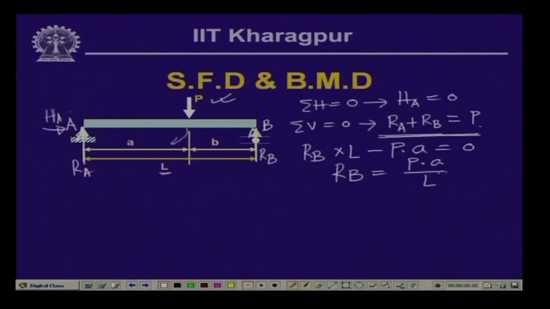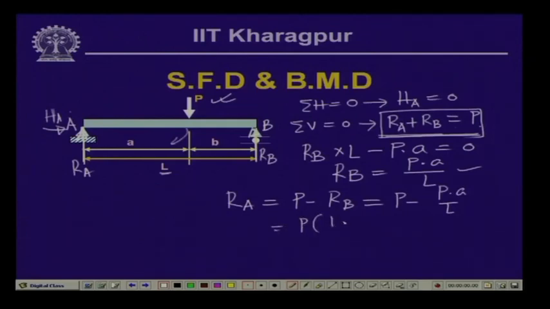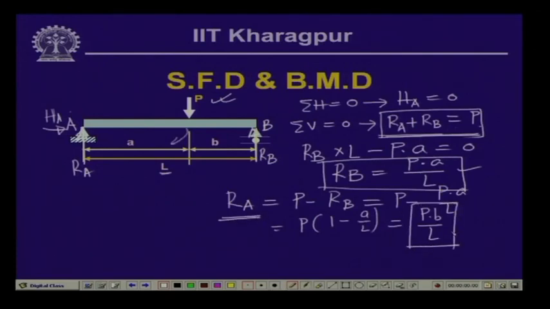Now, if R B is this, then the value of R A from this particular equation we can get as R A equals P minus R B, and this equals P minus P A into L. So, this gives us that P, if we take it out, 1 minus A by L, and L minus A is nothing but B. So, this equals P B by L. So, the value of R B is P A by L and the value of R A is P B by L. So, these are the two values of the reactive forces R A and R B.